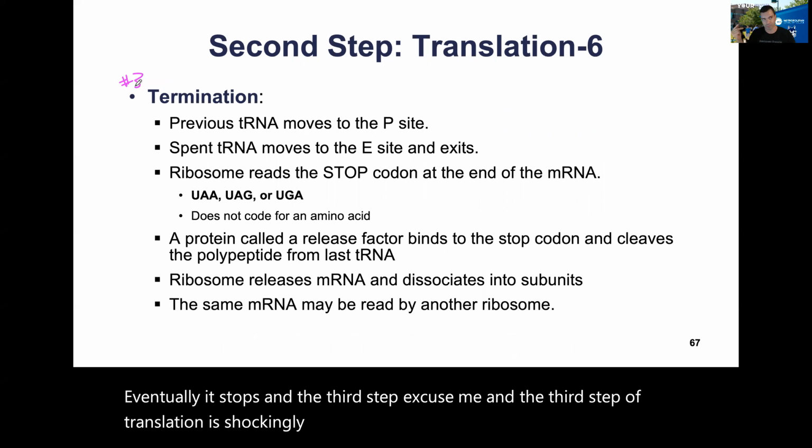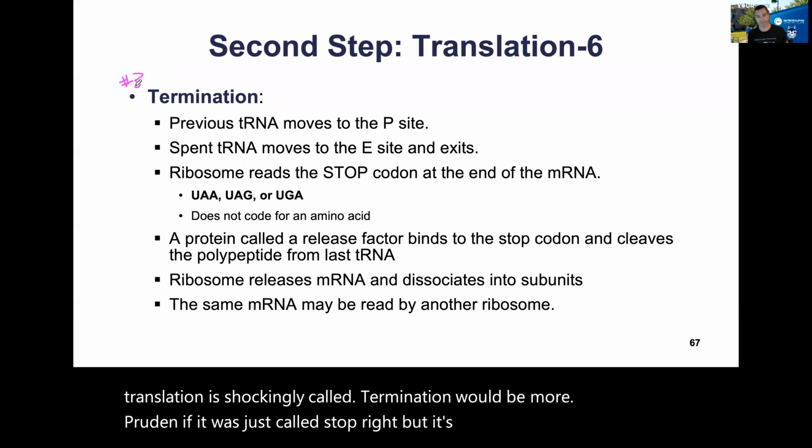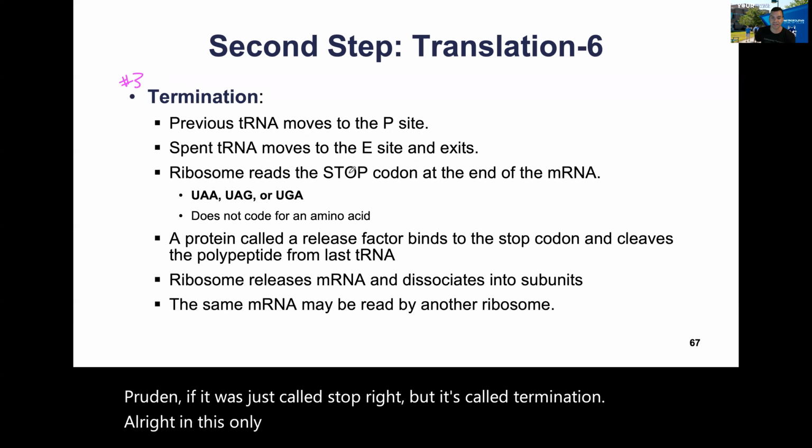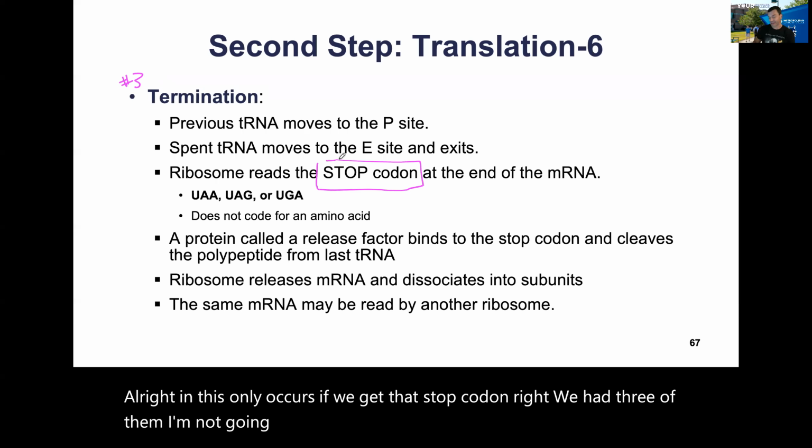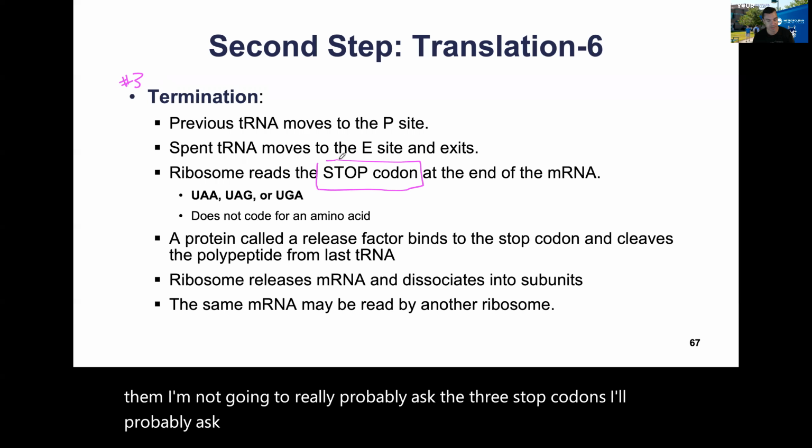The third step of translation is shockingly called termination. It would be more prudent if it was just called stop, right? But it's called termination. And this only occurs if we get a stop codon, right? We had 3 of them. I'm probably not going to ask about the 3 stop codons. I'll probably ask what the potential start codon is, because there's only one of those.